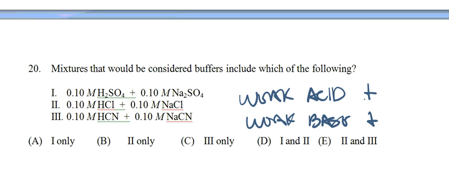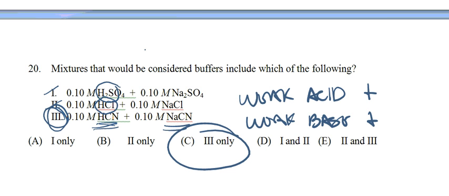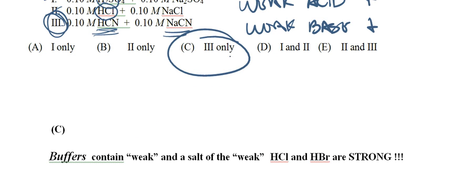So if you see a strong acid on a question like this, and I'd be very surprised if you didn't, there's one right there, there's another one. Those two are out. Here, hydrocyanic acid and sodium cyanide. That would make a nice buffer. Not that I would recommend it, but it would make a nice buffer. So C should be the correct answer for this. Again, buffers never ever contain strong acids or strong bases.